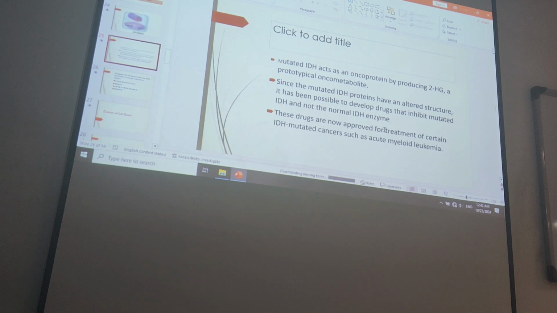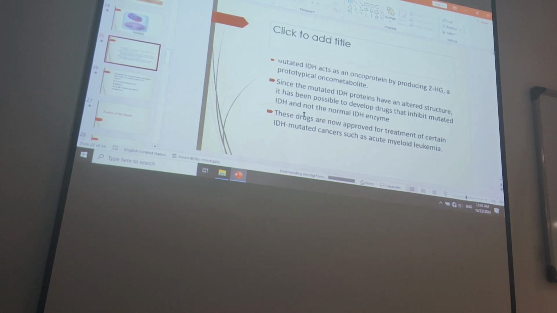So it has been possible to develop some drugs that can inhibit the mutated IDH and not act on normal IDH enzyme. This is a targeted therapy, and this is very good for chemotherapy and for finding drugs for treating and curing the malignancies. These drugs are now approved for treatment of certain IDH mutated cancers such as acute myeloid leukemia. So, because of these drugs, this is important for knowing about the tumors that have mutation of IDH.